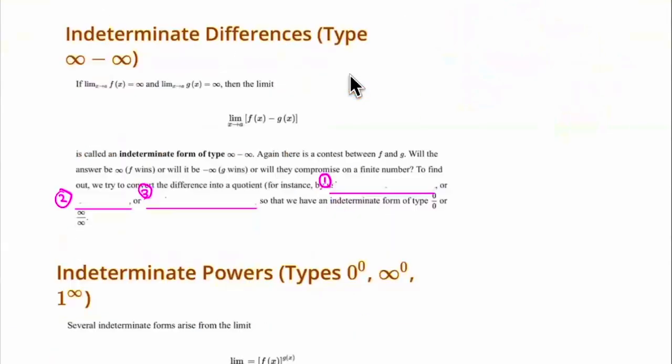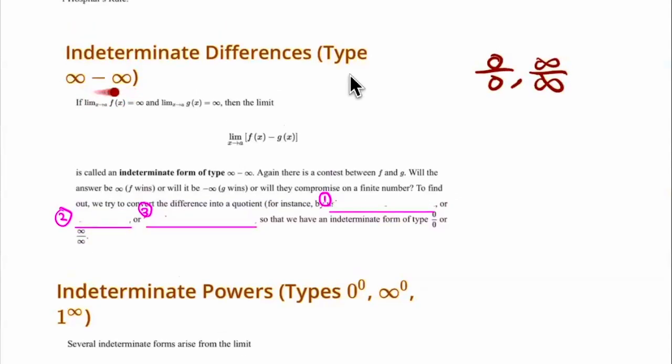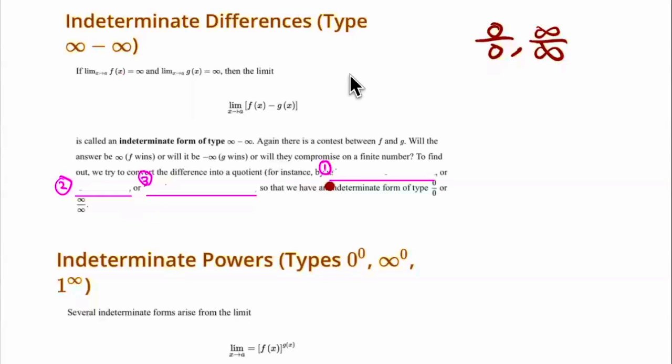Now, also, if you have an indeterminate difference of this type, infinity minus infinity, that's not one of the emergency types that we have. It's not this one, right? So what can you do to convert a limit of this type, infinity minus infinity, into these two emergency types? There are three ways to do it. Okay, 1, 2, 3. Can you guys remember? Can you guys name some of them?